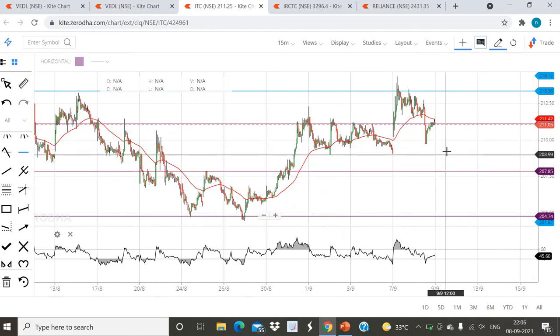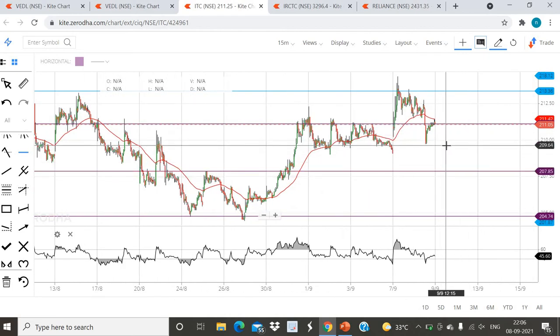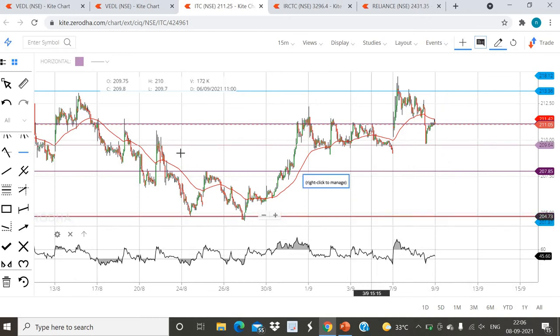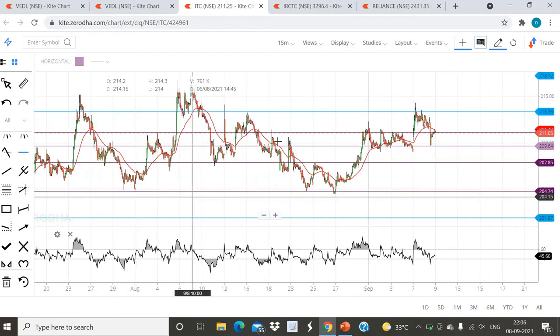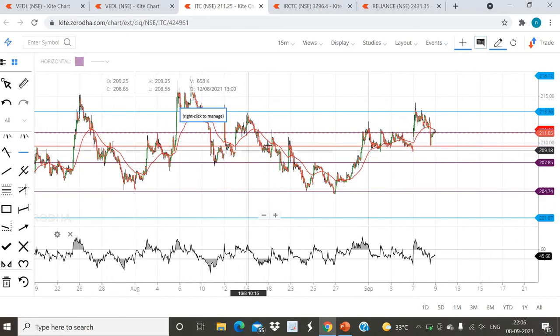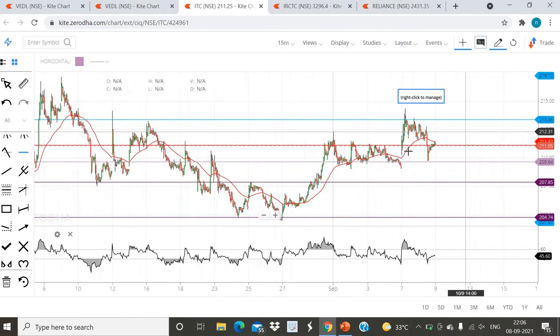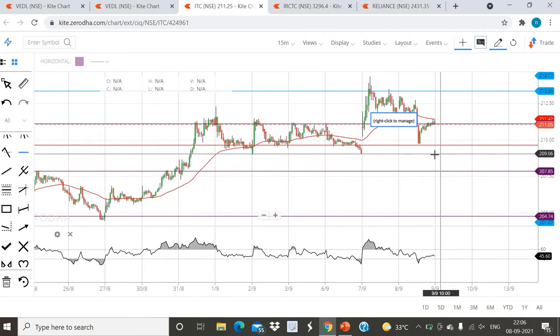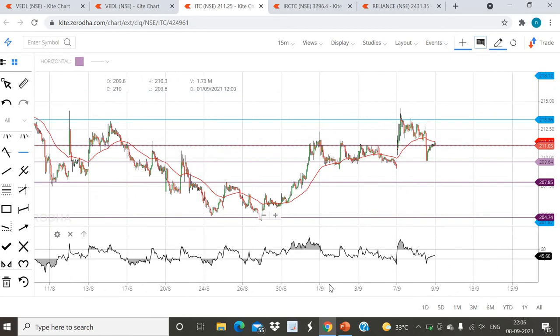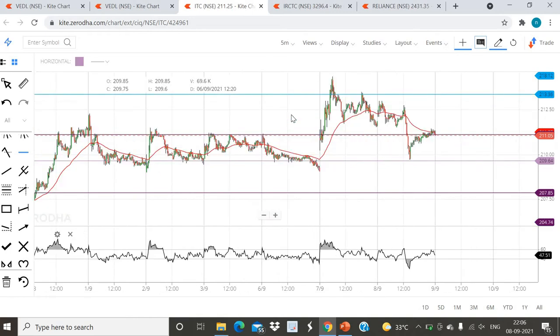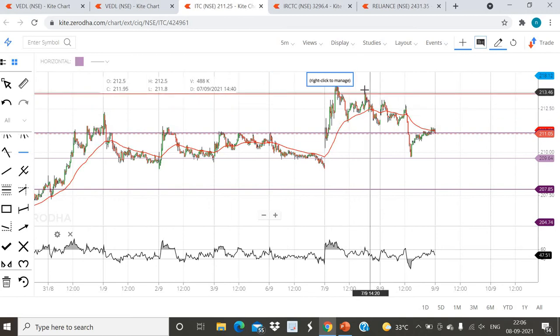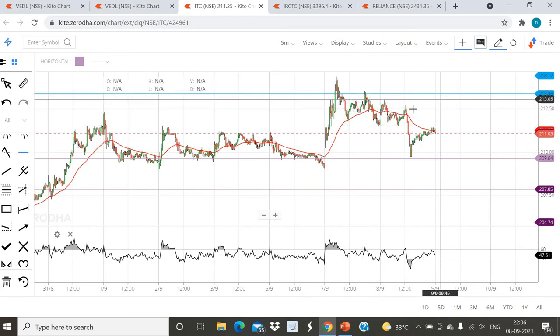In 15 minutes I could see a level over here. You can clearly see this level. I could draw a level over here, and that's all we can do. Now let us check in the 5 minutes time frame. You can see in the 5 minutes time frame, these levels are getting respected.